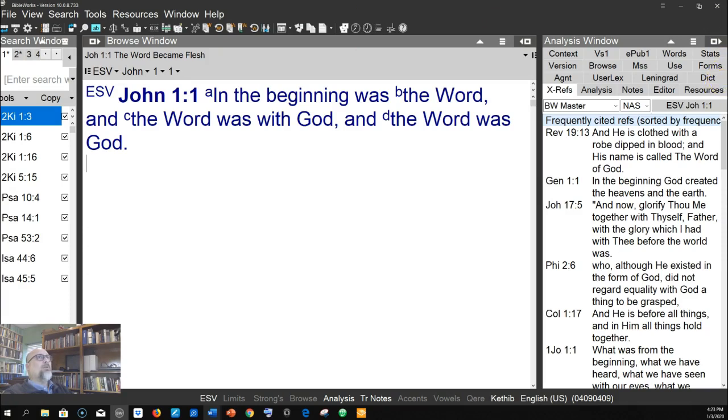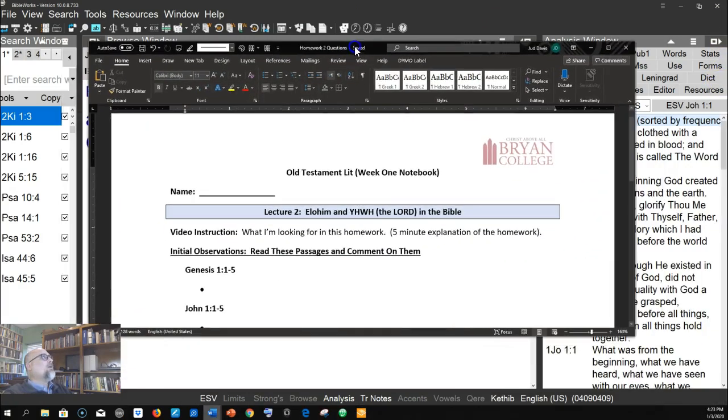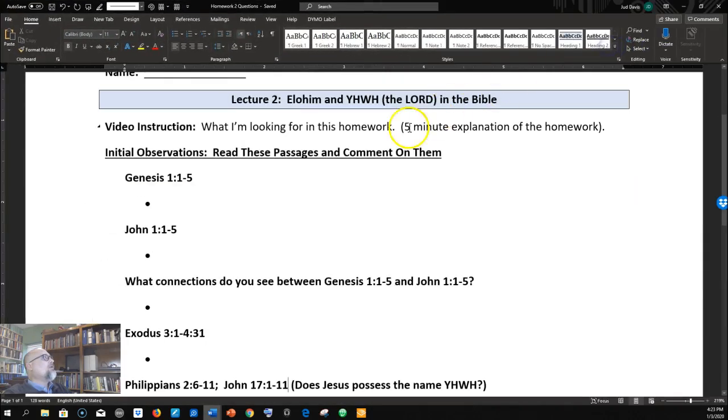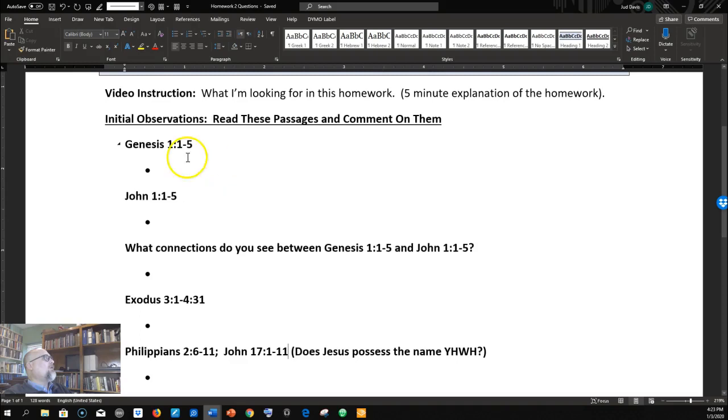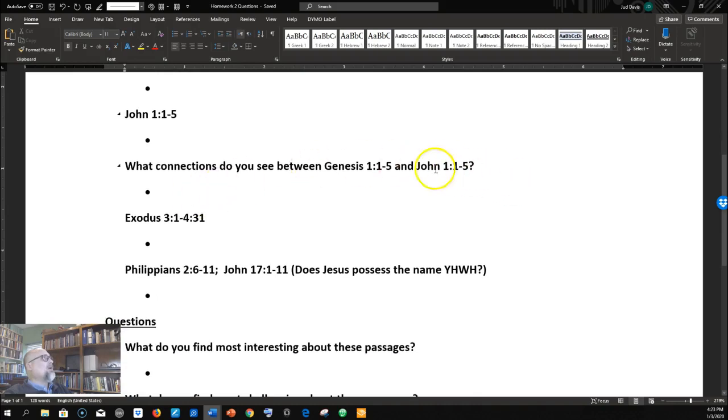Here, I'll bring the homework sheet over. So this is what I'm going to have you do. Look at Genesis 1:1-5, John 1:1-5. What connections do you see? How are the passages related to each other? The second thing I want you to do is look at Exodus 3 and 4.